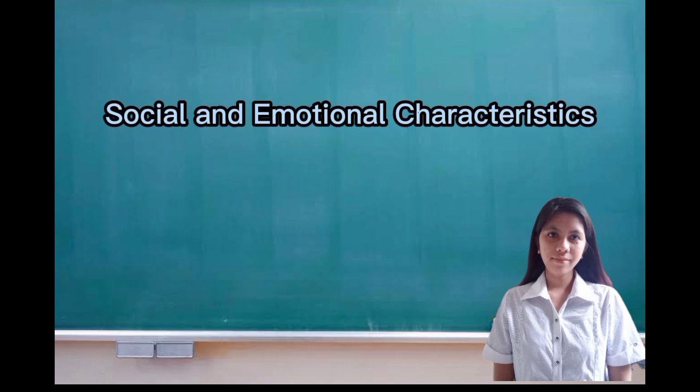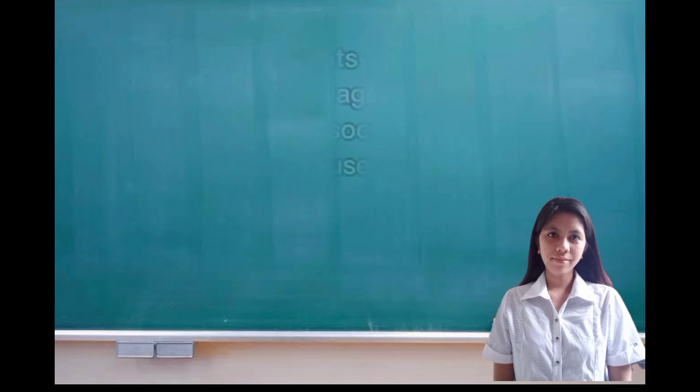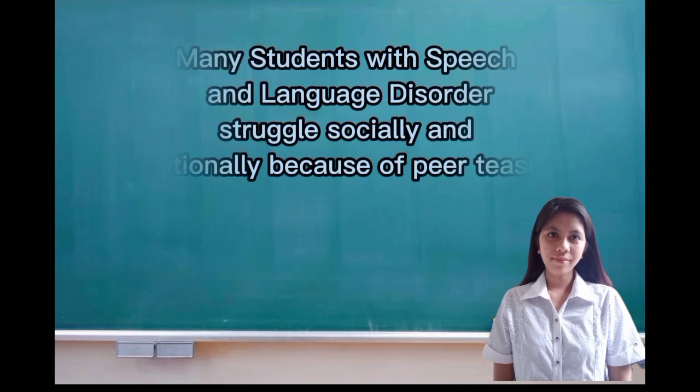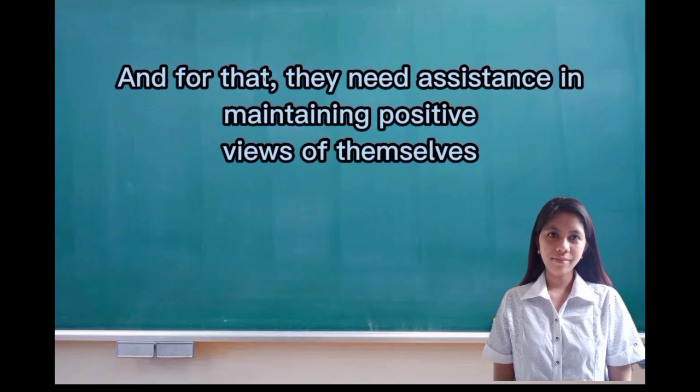Social and emotional characteristic. Many students with speech and language disorder struggle socially and emotionally because of peer teasing. They are afraid to make mistakes in front of others and ashamed if they mispronounce something, and they need assistance in maintaining positive views of themselves.